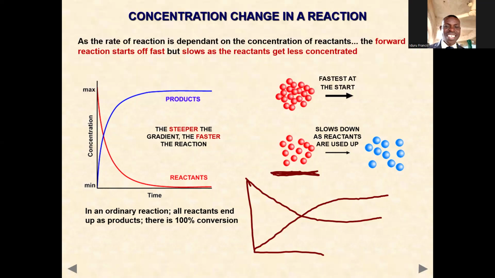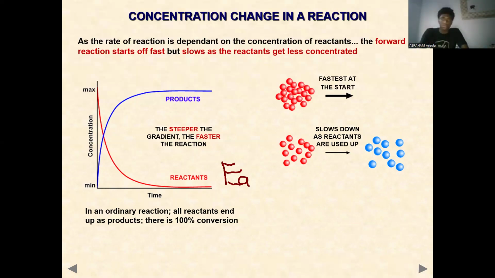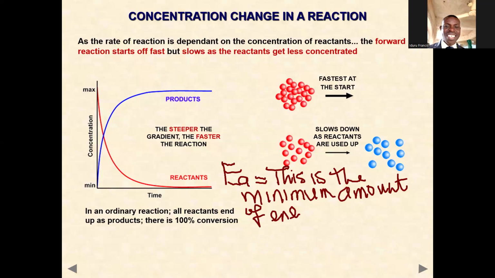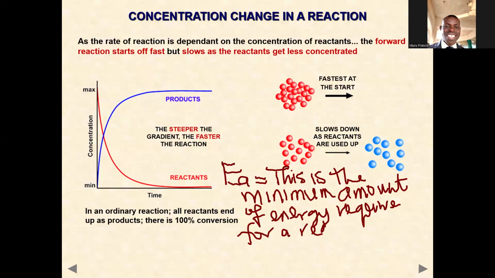And you have heard of the word activation energy. Activation energy is the minimum amount of energy required for a chemical reaction to occur. It has a symbol of capital E, small letter A. The A is smaller. E is the energy. The word is actually energy. So to start a reaction, this is the minimum, the smallest, amount of energy required for a reaction to start.